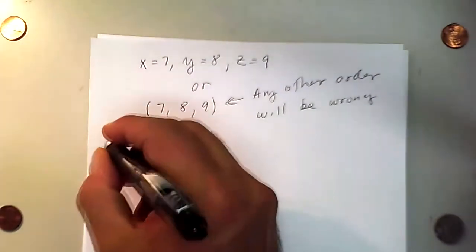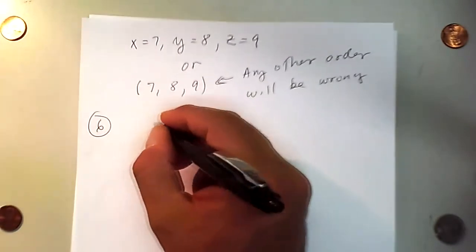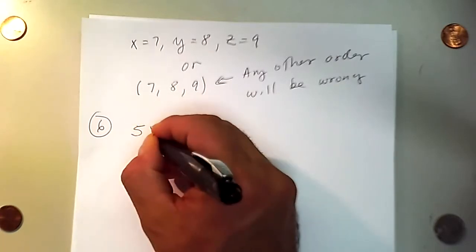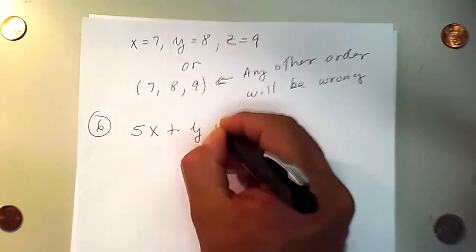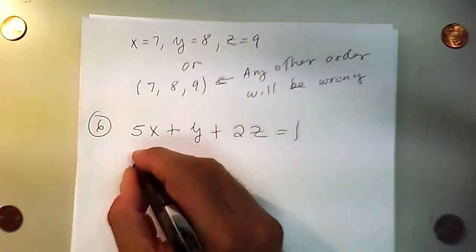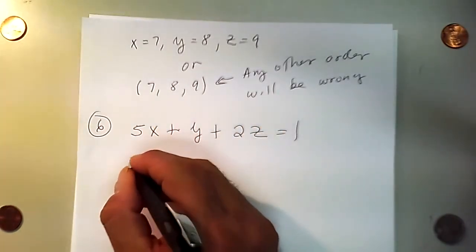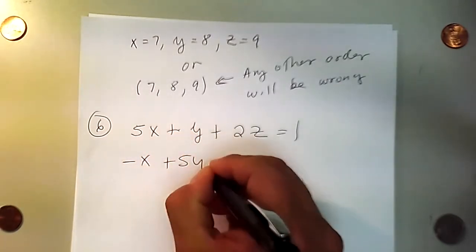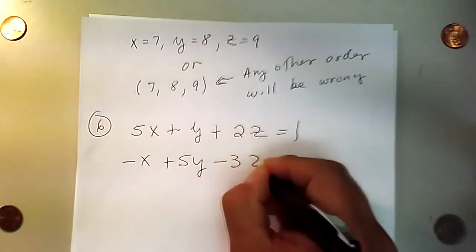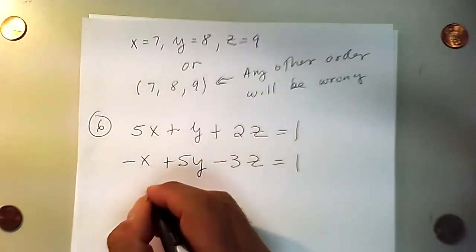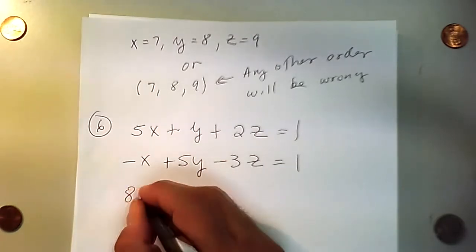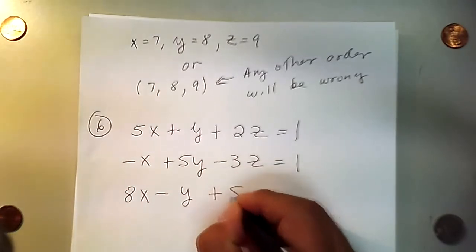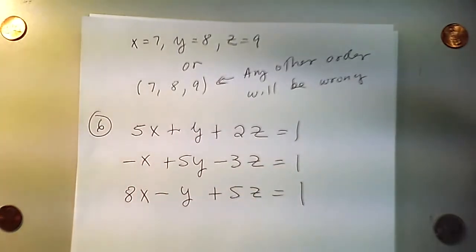Let's do another example, example 6, of 3x3 systems of equations. 5x plus y plus 2z equals 1. Negative x plus 5y minus 3z equals 1. 8x minus y plus 5z equals 1. Okay.